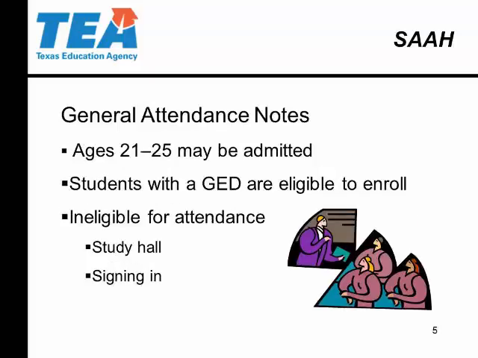Also, in general attendance, it talks about the compulsory age, which students are mandated to go to school between the ages of 6 and 19. Ages 21 and 25 may be admitted. There's a section of requirements that they have to be eligible for. If they want to receive their high school diploma but already have their GED, then they're eligible to enroll with certain requirements in that section. The things that are ineligible for attendance that will not generate any funding are study hall and signing in.